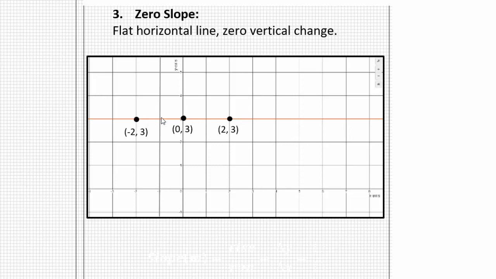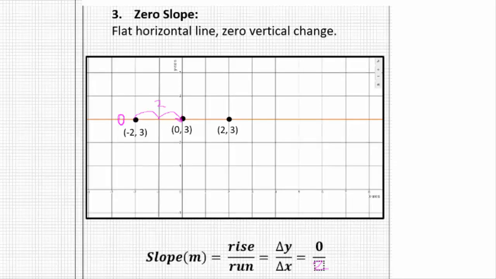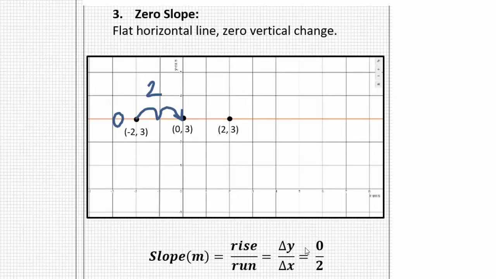But if you look here, we don't rise or drop at all between these points. So there's 0 vertical change, but we can see some horizontal change, and in this case it goes 1, 2 to the right between those points. So our vertical change, our change in y, would be 0, and our change in x, our horizontal change, would be 2. Let's go ahead and write that in. So here we have that written in.